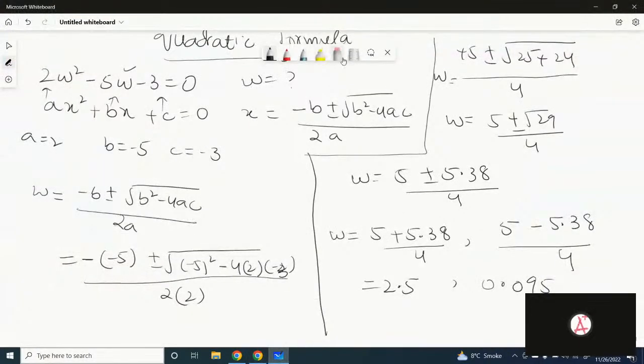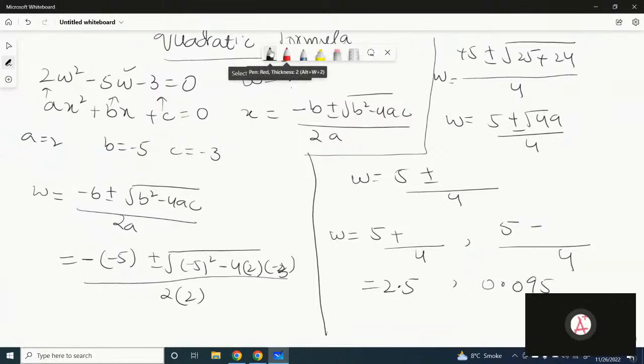Sorry, not 29. Here is the mistake. It would be 49. Got it? I calculated 29. So here is the mistake. 49. So it would be then 7, because square root 49 equals 7.